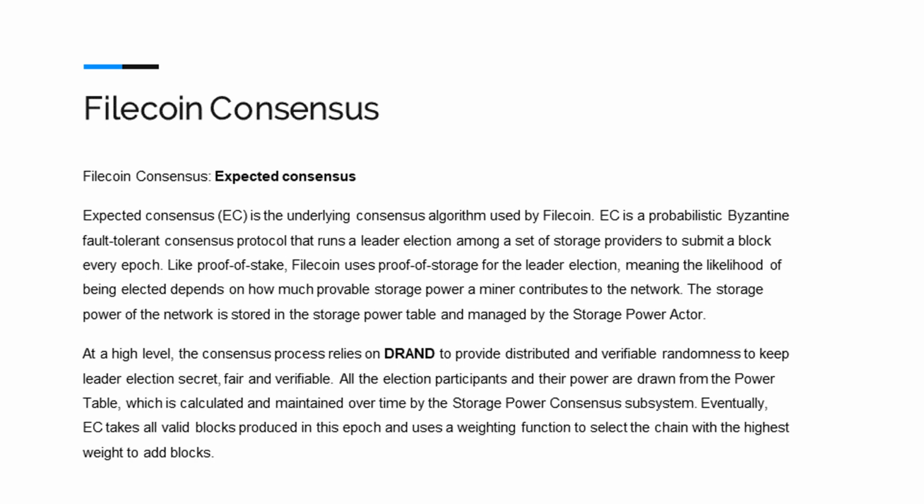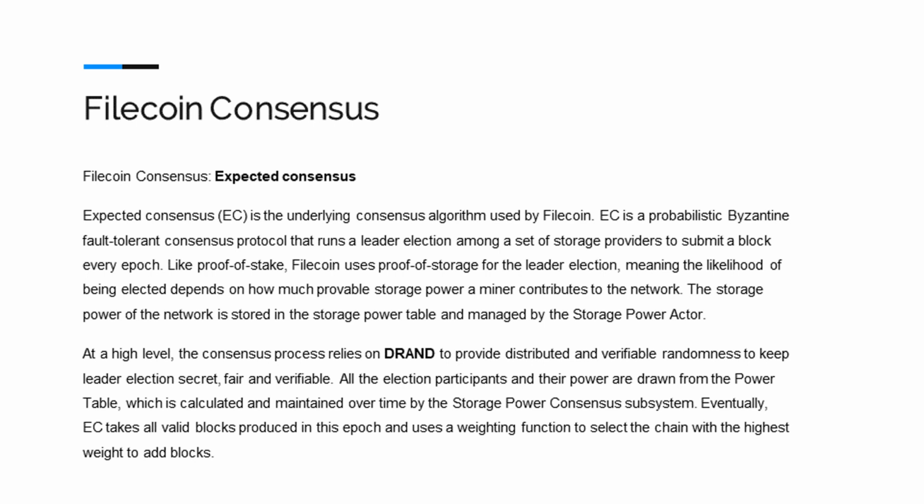Like proof of stake, Filecoin uses proof of storage for leader election, meaning the likelihood of being elected depends on how much provable storage power a miner contributes to the network. The storage power of the network is stored in the storage power table and managed by the storage power actor. At a high level, the consensus process relies on DRAND. All the election participants and their power are drawn from the power table, which is calculated and maintained over time by the storage power consensus subsystem.